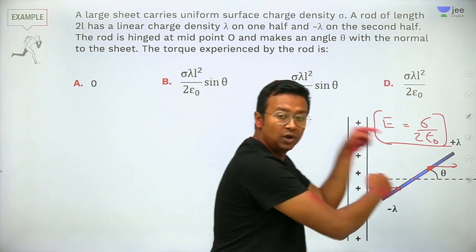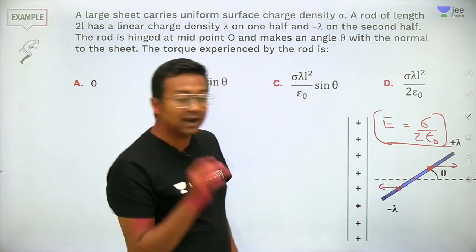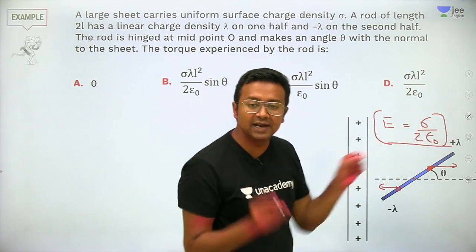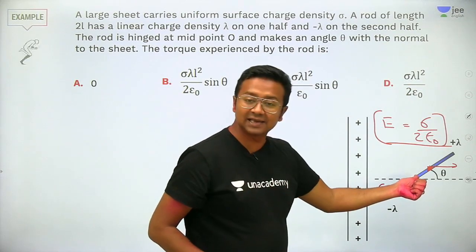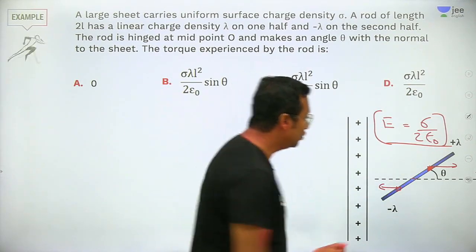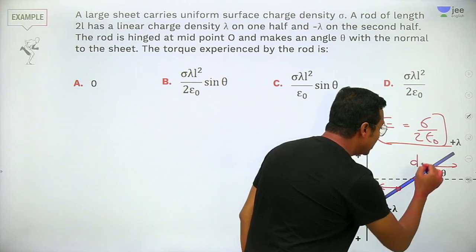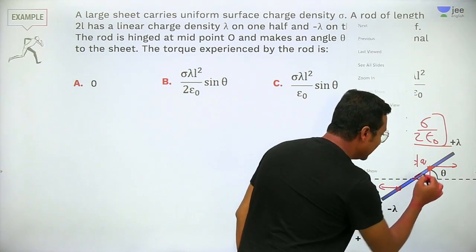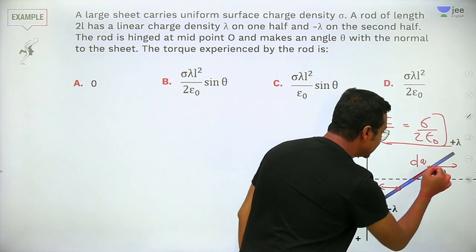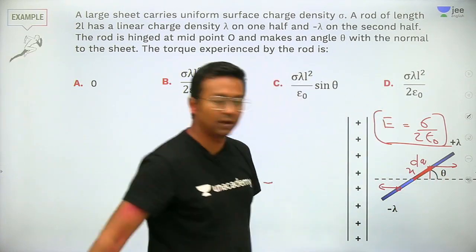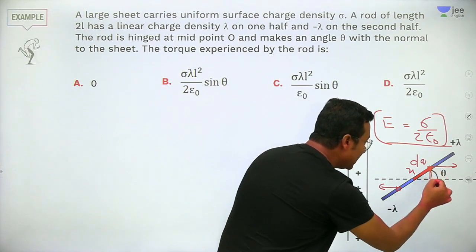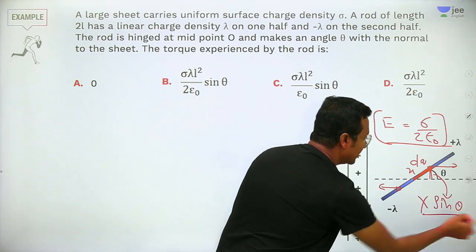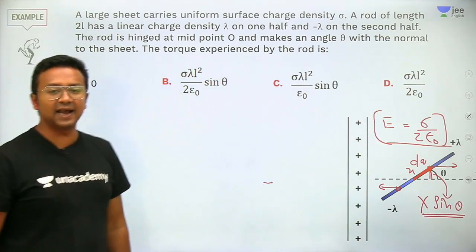All right, so it is only going to create a torque out here. But try and understand one thing. All these small portions are at different distances from the axis of rotation. So if you take this as dq, the perpendicular distance out here, let's say we take this distance as x. So this will be equal to x sin theta. Clear? This will be equal to x sin theta.